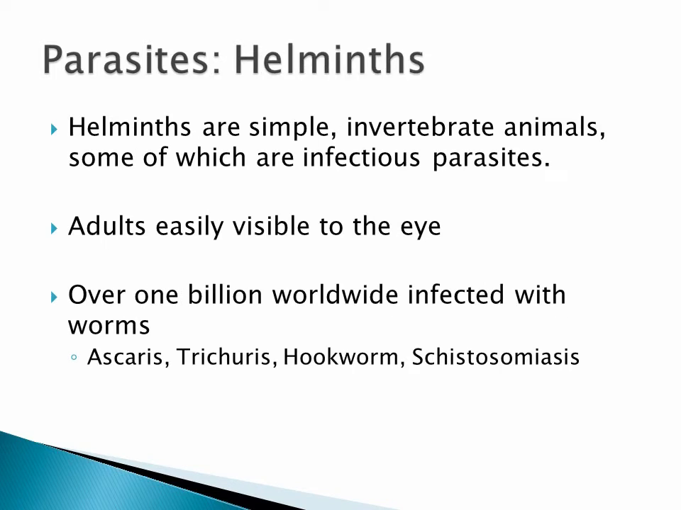So let's talk about helminths. These are parasitic worms. Helminths are simple invertebrate animals, some of which are infectious parasites. Because they're animals, their physiology is similar in some ways to ours. This makes parasitic helminth infections difficult to treat because drugs that kill helminths are frequently very toxic to humans. Many helminths have complex reproductive cycles that include multiple stages, many or all of which require a host.